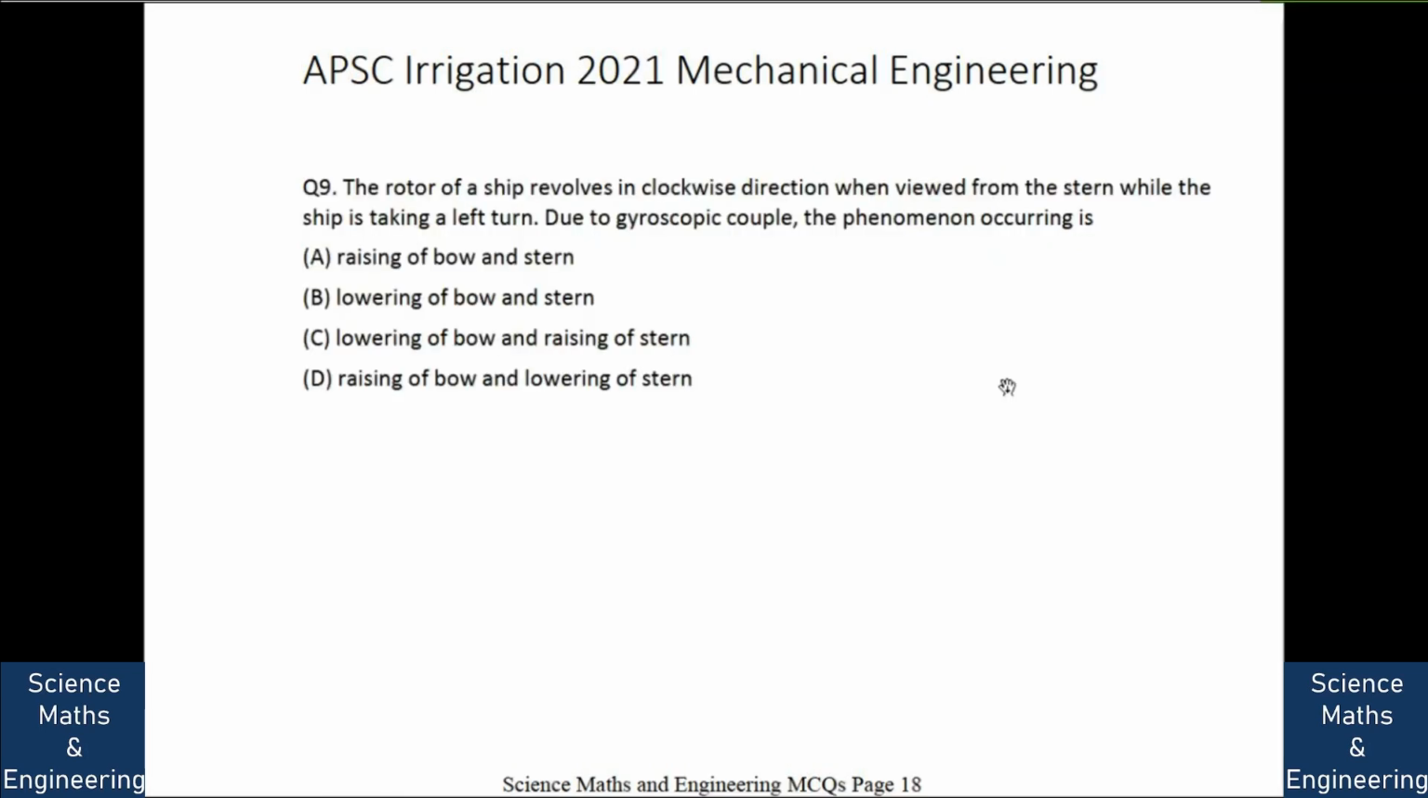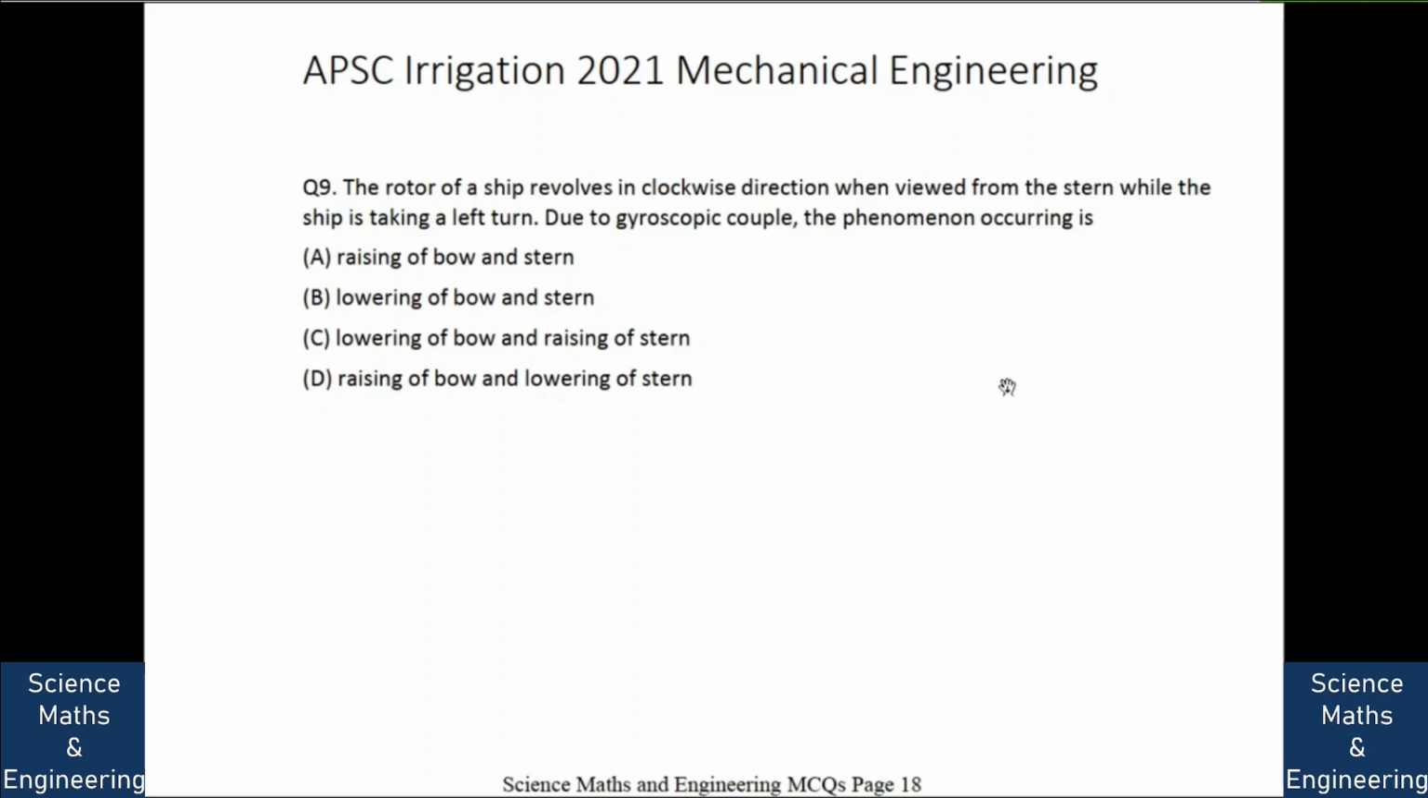The rotor of a ship revolves in clockwise direction when viewed from the stern, while the ship is taking a left turn. Due to gyroscopic couple, the phenomenon occurring is: A, raising of bow and stern; B, lowering of bow and stern; C, lowering of bow and raising of stern; or D, raising of bow and lowering of stern. So this is a question from gyroscopic couple.